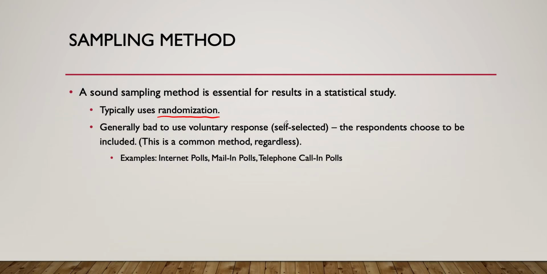And the methods that cause a voluntary response include internet polls, such as on Twitter or on some random website, a mail-in poll, meaning something that you get mailed to your home and you have to fill it out, or a telephone call-in poll. That could be that someone calls you and asks you to respond, or it could be something such as you mailed something or sent an email saying, hey, call this number to respond to a poll, that type of thing.